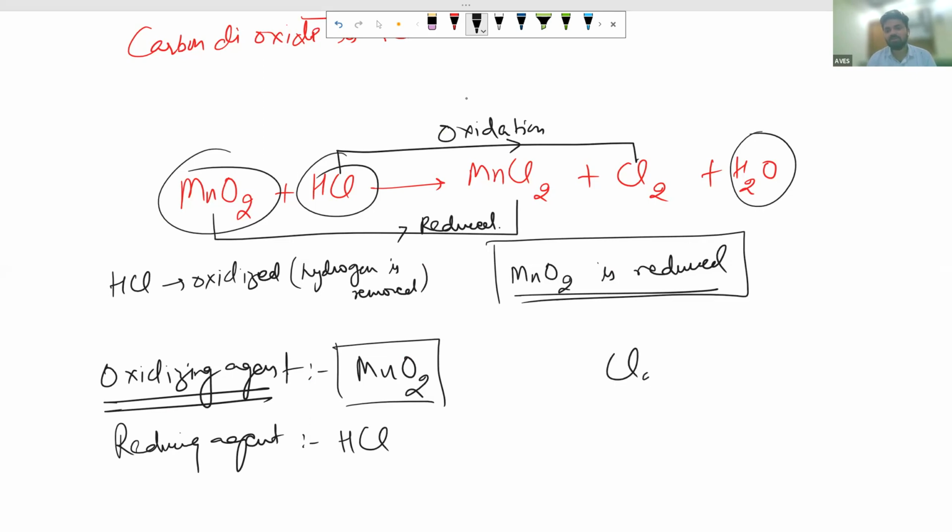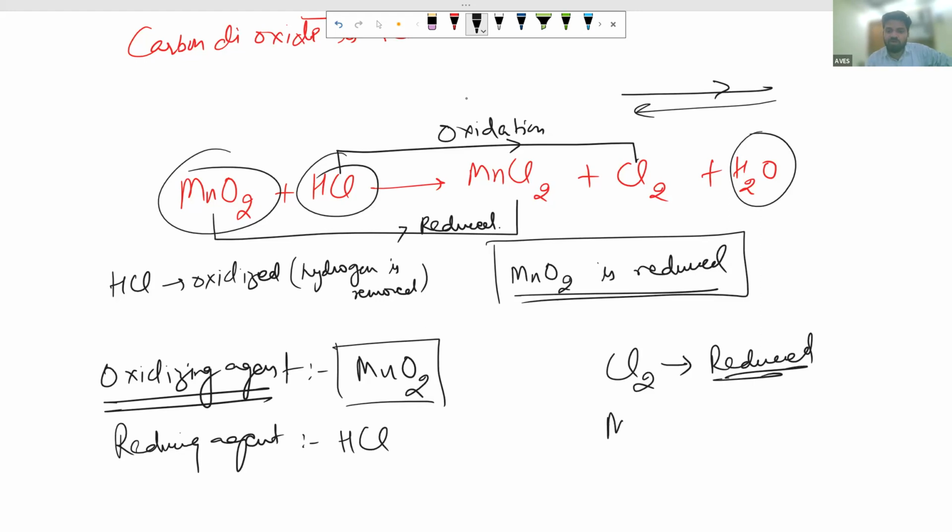Tell me, is Cl2 oxidized or reduced? Oxidized. No. HCl is oxidized, right? If going from A to B there is oxidation, then B to A will be reduction. So it is reduced. I'm talking about Cl2. In Cl2, check it in the backward direction, hydrogen is added. Okay, Harshit, understood? Yes, sir.